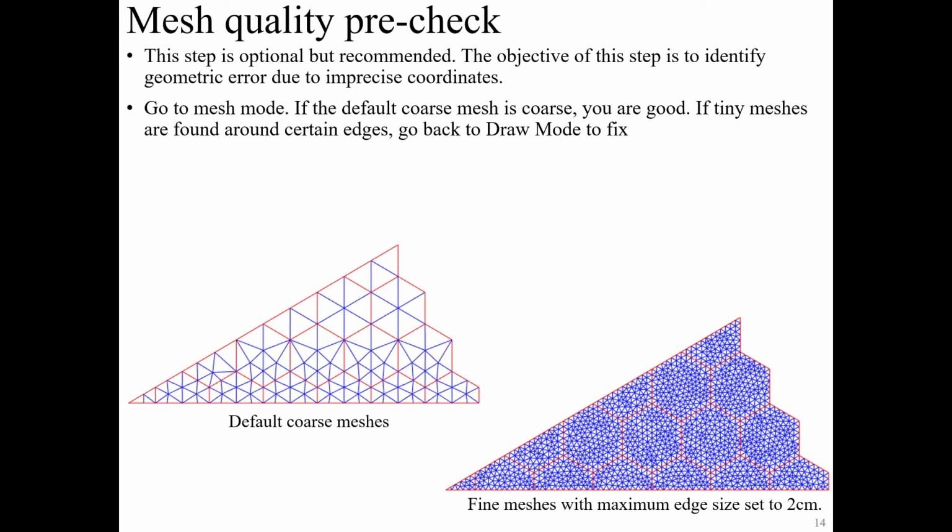The default mesh will be coarse, and you can adjust the mesh edge size, and to get the quality mesh, the mesh should have a similar size. They should not have a very tiny meshes around some corner. In that case, your geometry is wrong. You have to go back and check your geometry and fix that.